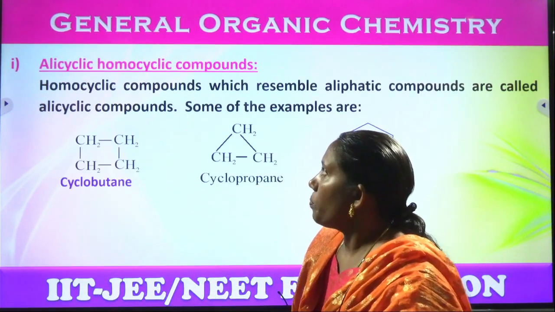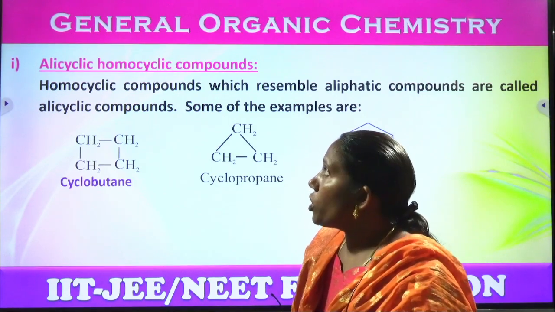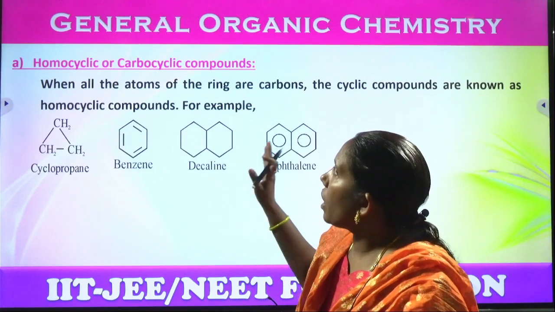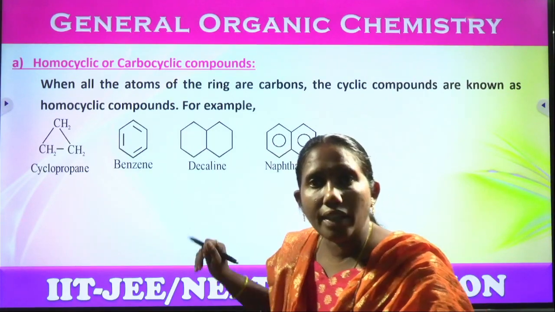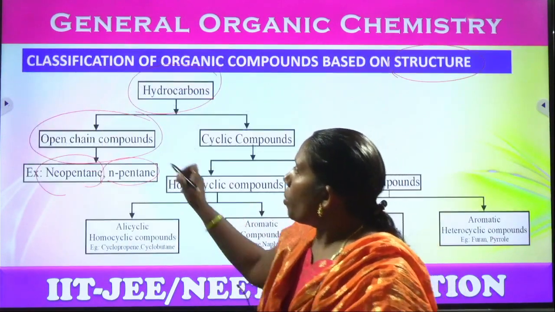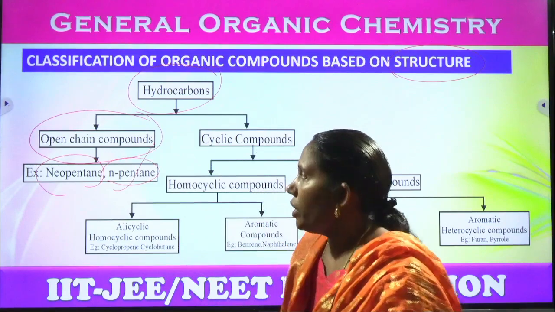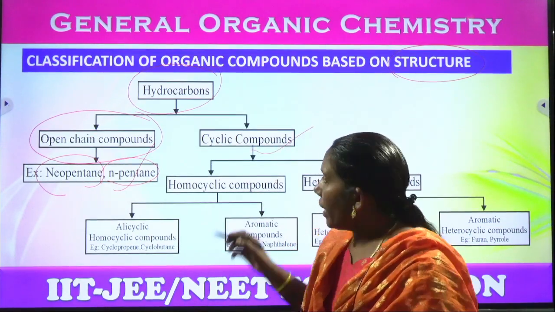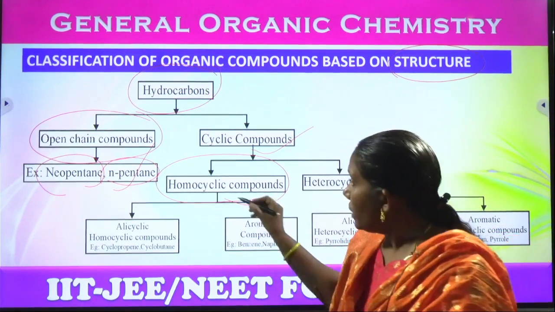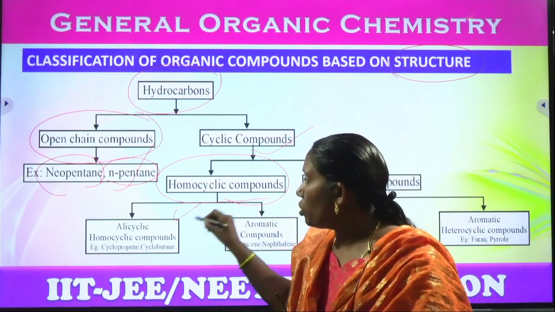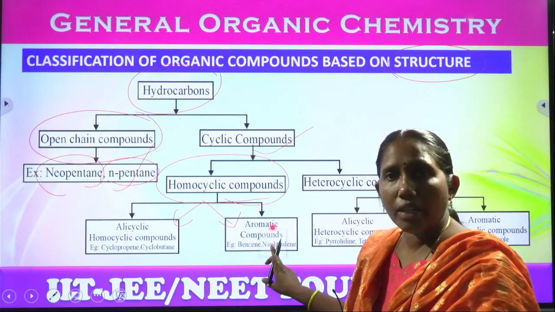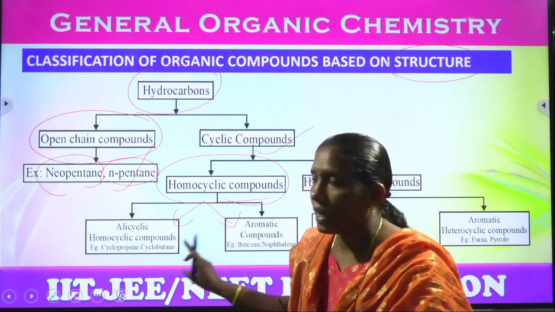Now coming to the next one. Alicyclic homocyclic compounds. Next one, see, homocyclic or carbocyclic compounds. If you see the flow chart, open chain compounds we completed. We started cyclic compounds. Again in the cyclic compounds we completed homocyclic or carbocyclic compounds. Again these homocyclic compounds have two types. First one is alicyclic homocyclic and the other is aromatic compounds. Now we are studying these two categories, right?